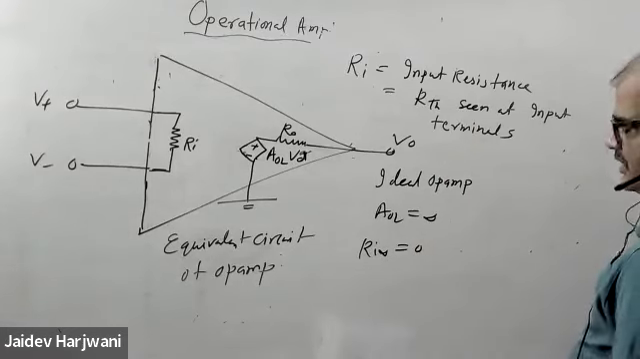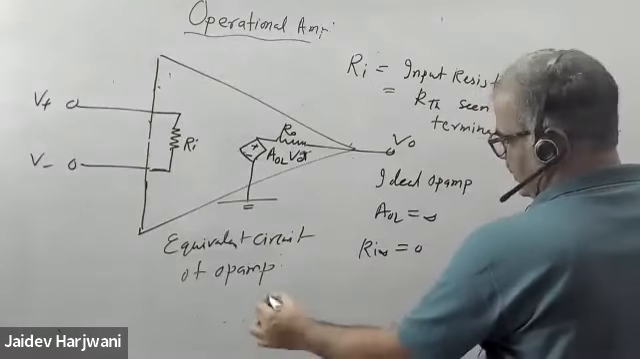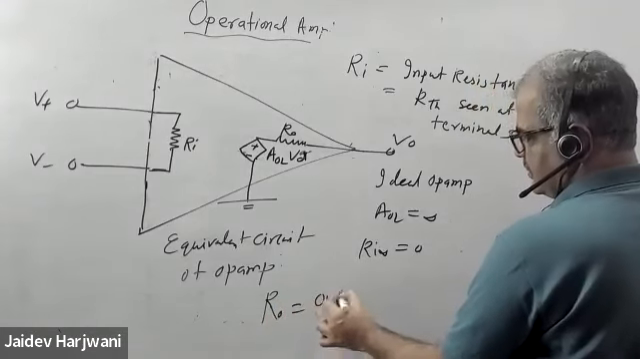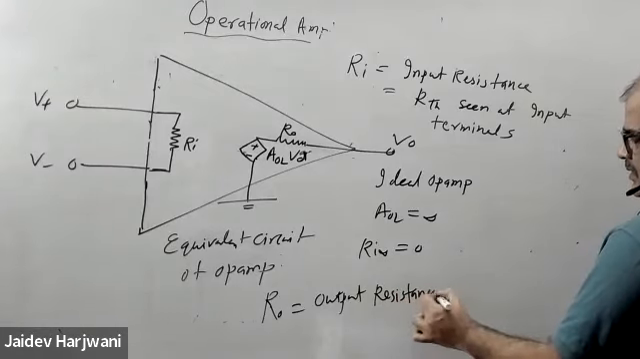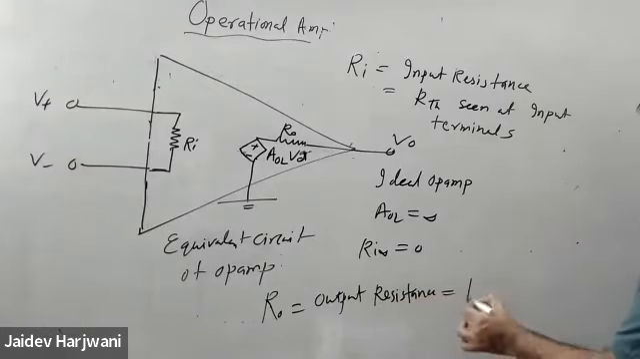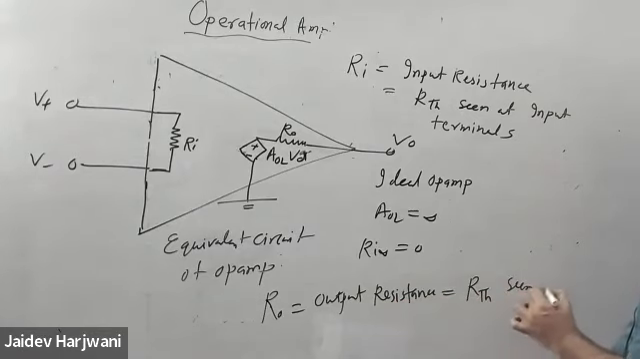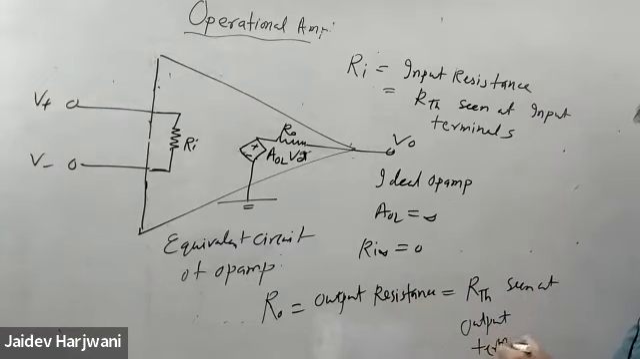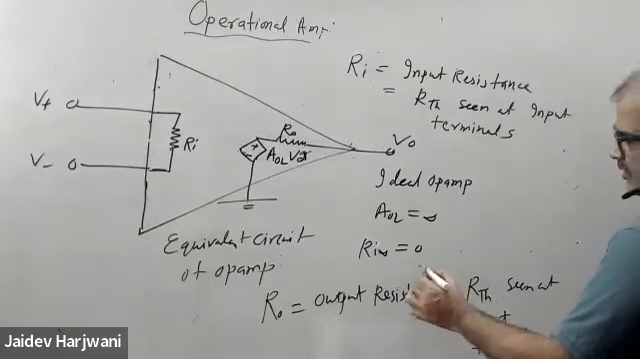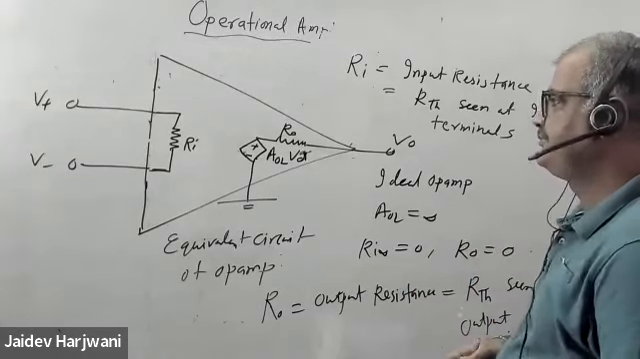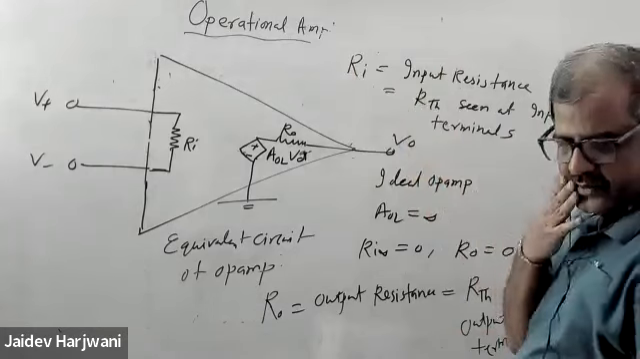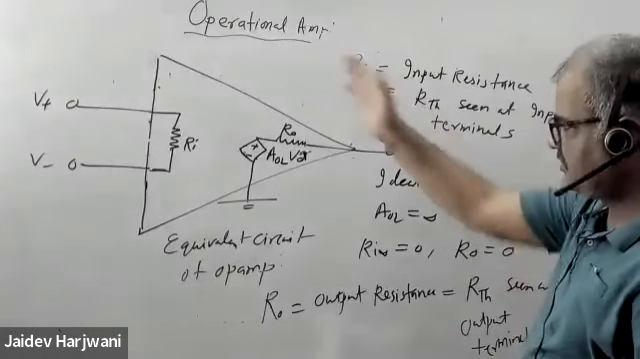Similarly, R naught is the output resistance. The output resistance is also R Thevenin seen at the output terminals. And for an ideal op amp, your output resistance is 0. This is open loop configuration.